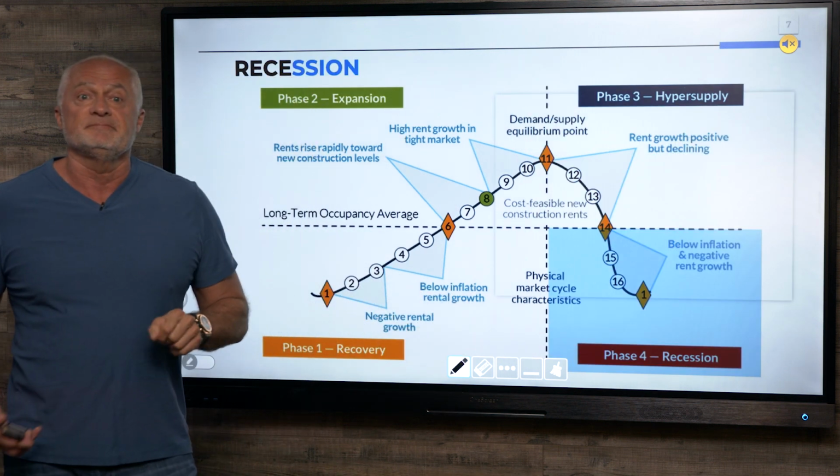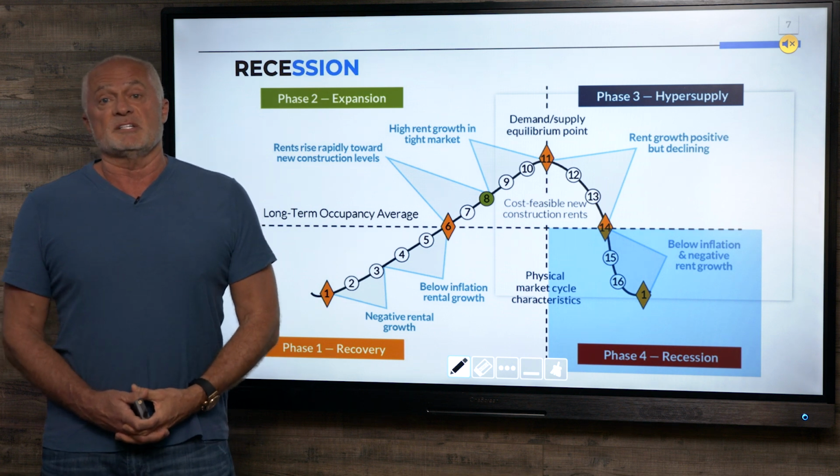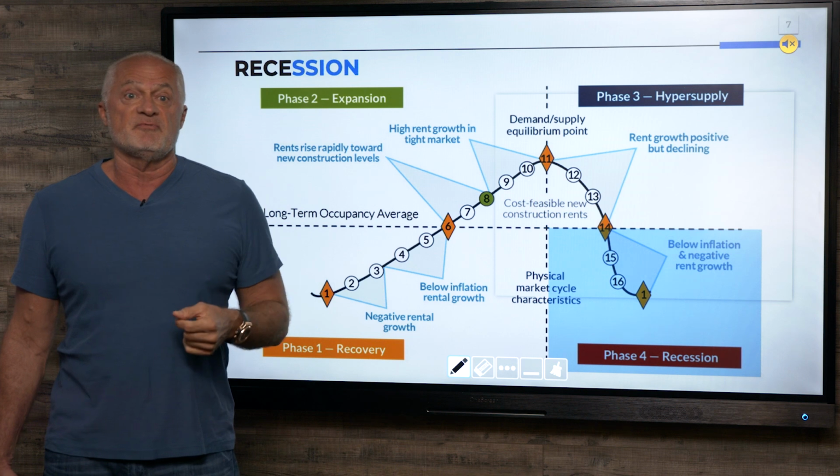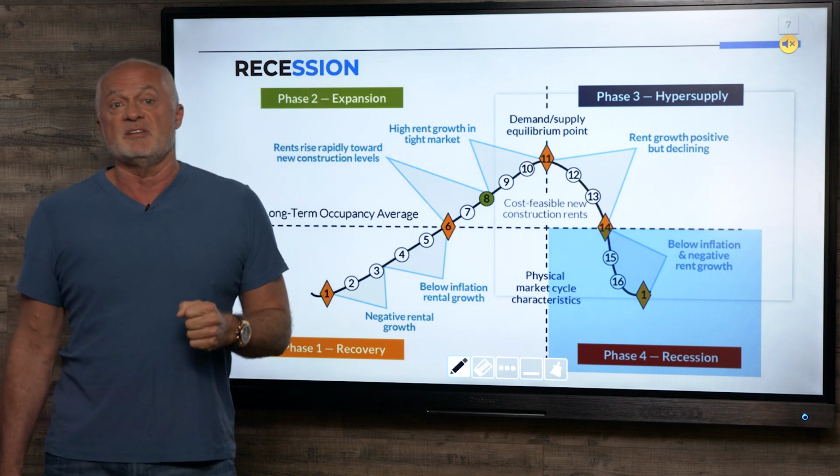Then there's recession. And that's the fourth part of the market cycle. And for reference, this is what's happening right now between 23 and 24, and probably will be happening into 25 as well.